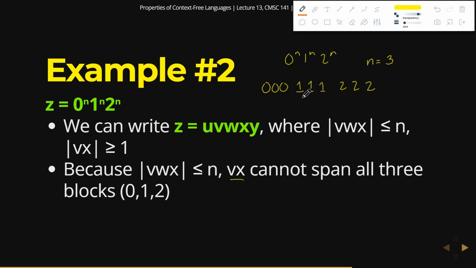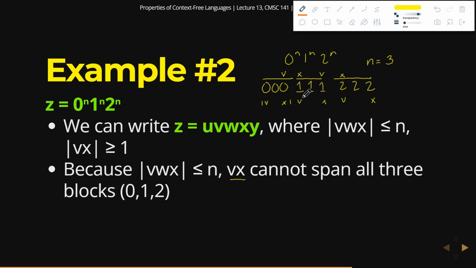And again, we're interested in vx because v and x are the ones that we pump, right? Now since this is of length n, this is also of length n, and this is also of length n. vx could be here and here, and that is of length n. Or vx could be here and here, inside the ones, or vx could be here and here. But v and x could also start at 0 and end in 1, or start at 1 and end in 2, just like what we saw in the earlier example.